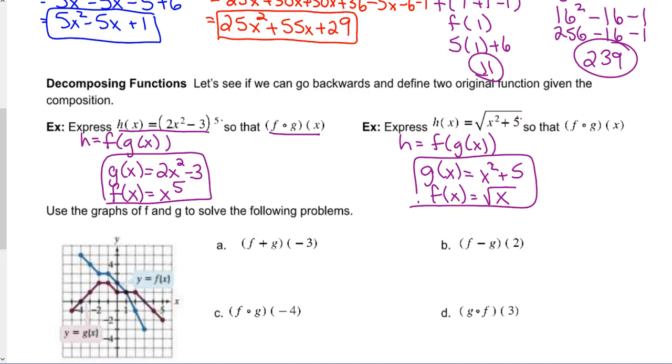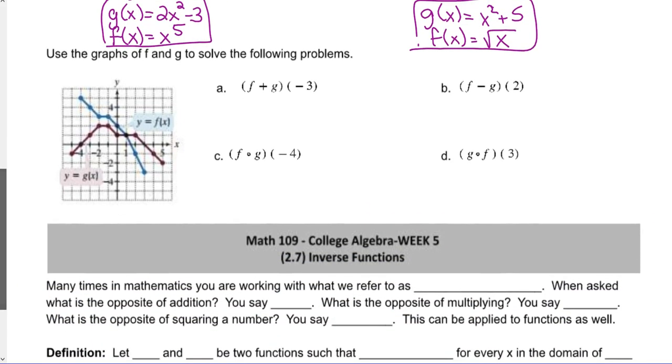All right, so hopefully that's not too difficult. It's just something, sometimes if you can't see it, then it gets hard. Okay, now let's look at how we determine function values from a graph and then operate with them. And this can be tricky.